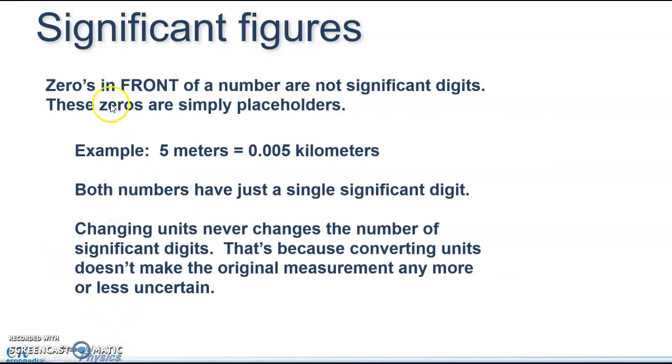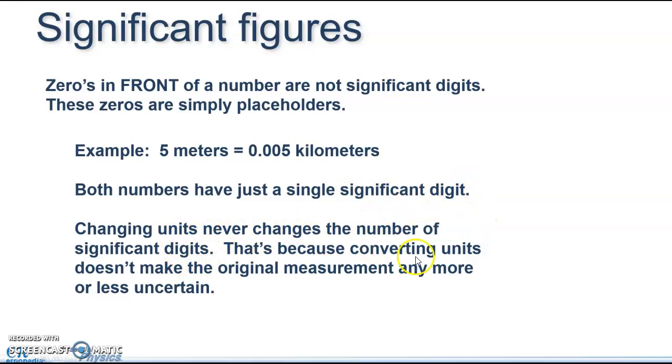All right, so zeros in front of a number are not significant. They're just there as placeholders. An example of that is if you say something is 5 meters, that'll be the same as saying it's 0.005 kilometers because there's 1,000 meters in a kilometer. So if we convert, that's what you get. Both numbers have just a single significant digit.